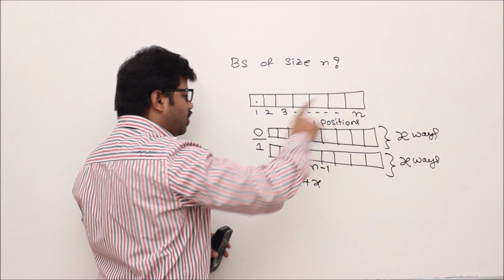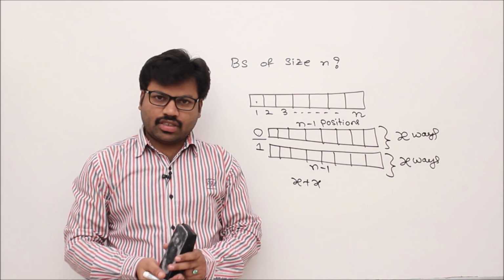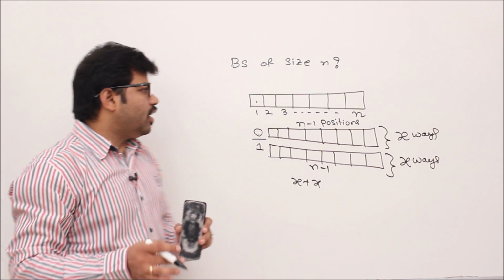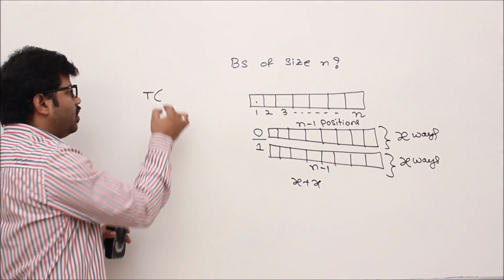Fill 0 and finish, fill 1 and finish it. So the number of ways are x and x, that's why 2x, right? But x is a variable, we have to find out x. Before that, let me introduce a recurrence relation for it, a recurrence term, T of n.